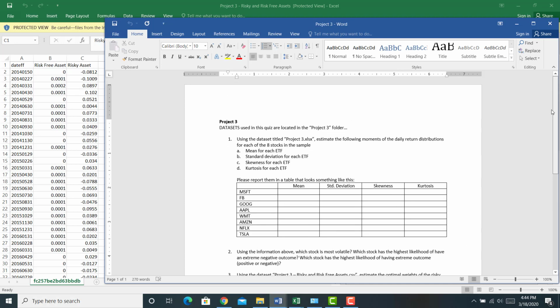So hopefully this has been helpful. This will help you go about solving all of the questions on Project 3. Useful stuff, I think.